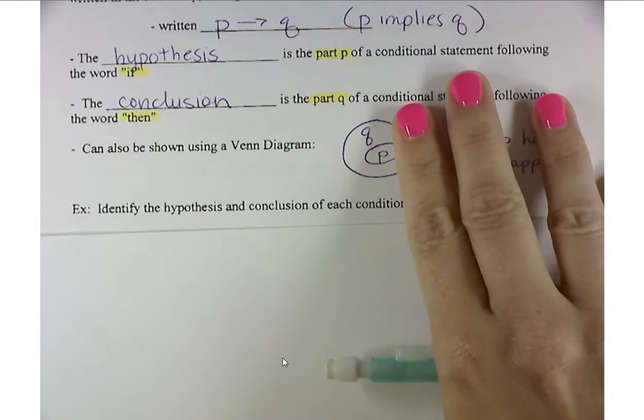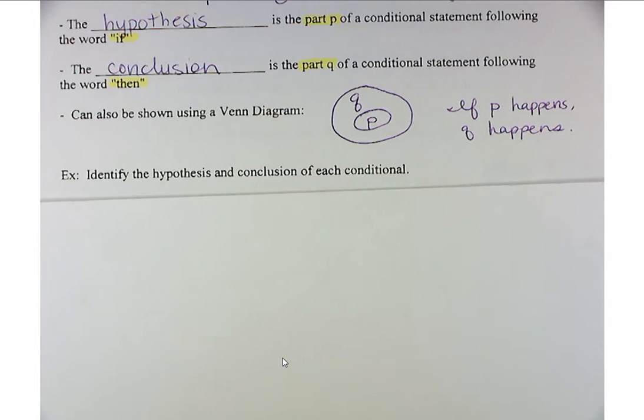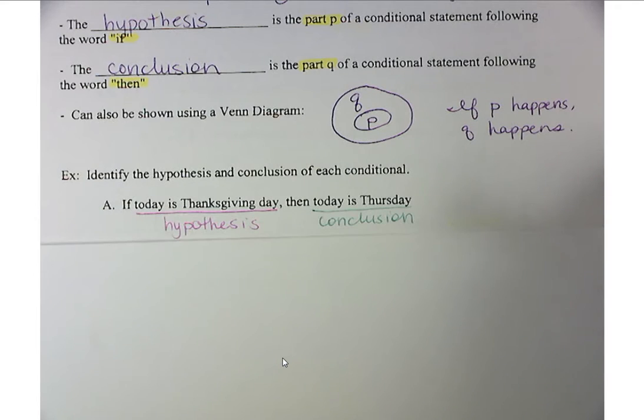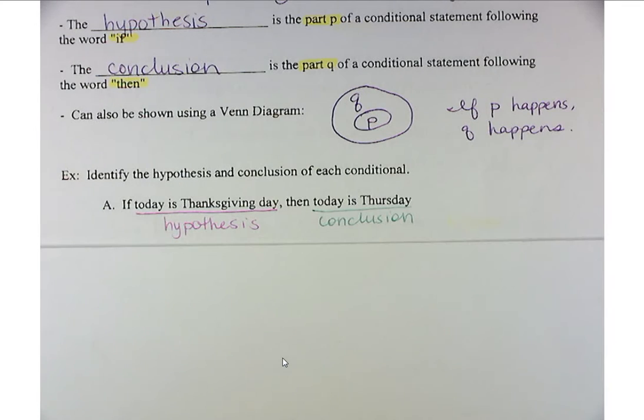All right, so Chloe, what are you thinking about for the first one? What's going to be our hypothesis there? Today is Thanksgiving Day. Good. So today is Thanksgiving Day. That is your hypothesis. Notice that we did not include if. Your conclusion should be today is Thursday. Do you see how that is going to be a true statement?